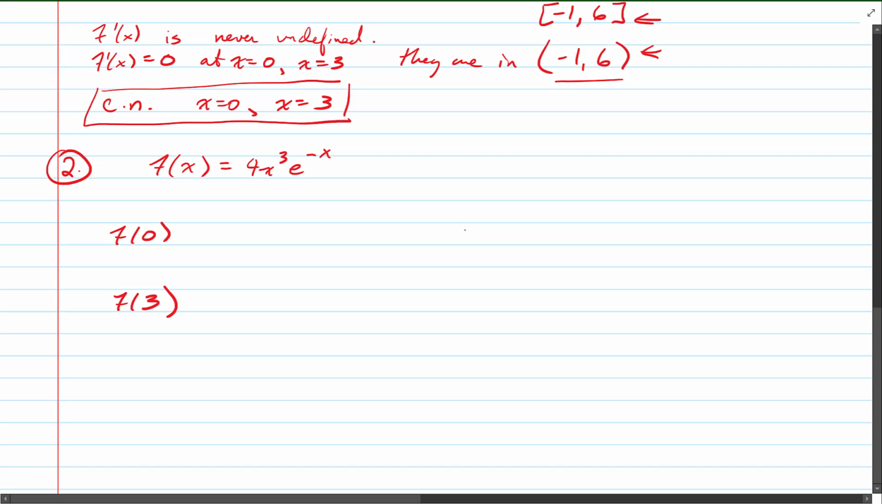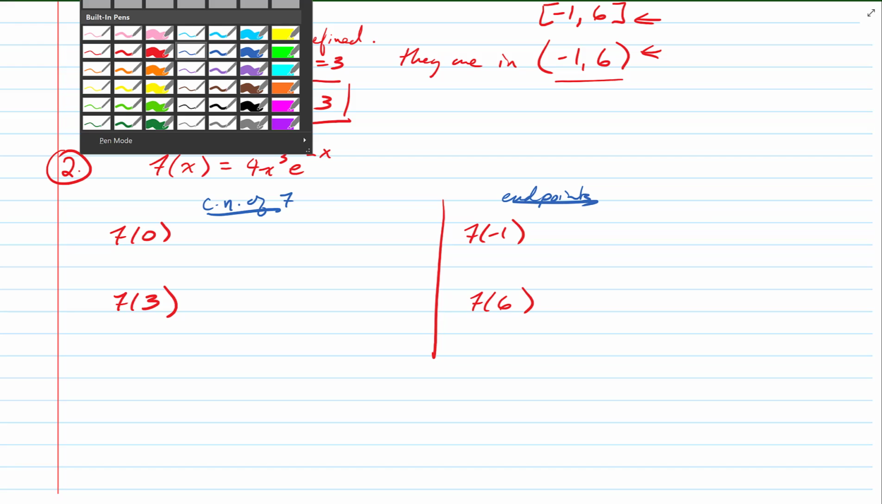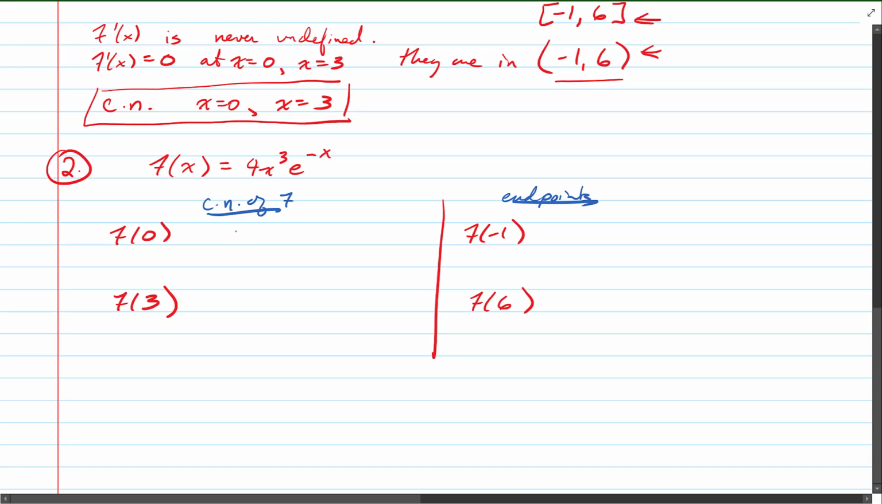We're going to evaluate f of 0, and we're going to evaluate f of 3, but we're also going to evaluate f of -1 and f of 6. It's important that you realize the reason why I'm checking these points is because these are the critical numbers of f, and these are the endpoints. So we're checking these 4 points. We're checking 2 of them because they are critical numbers, and 2 of them because they are endpoints of the domain.